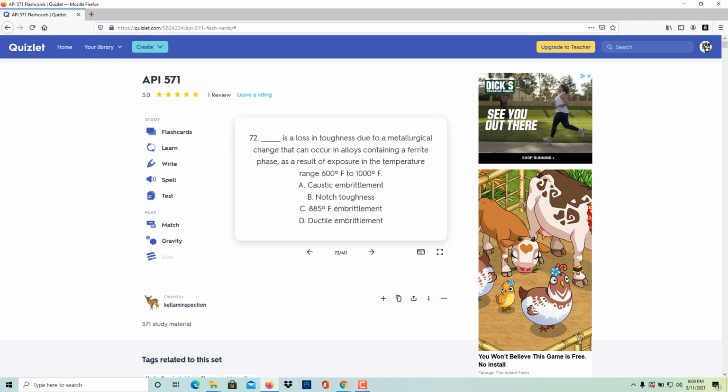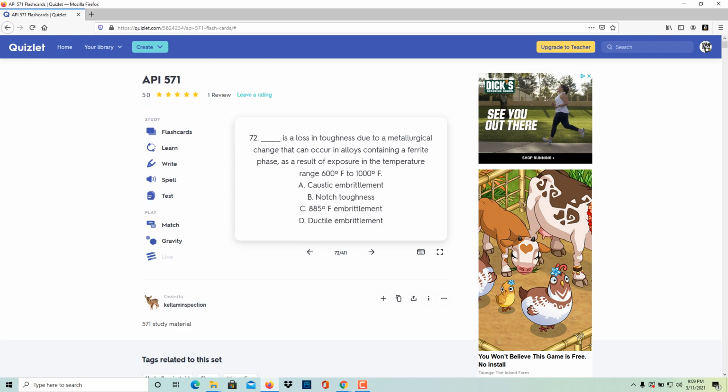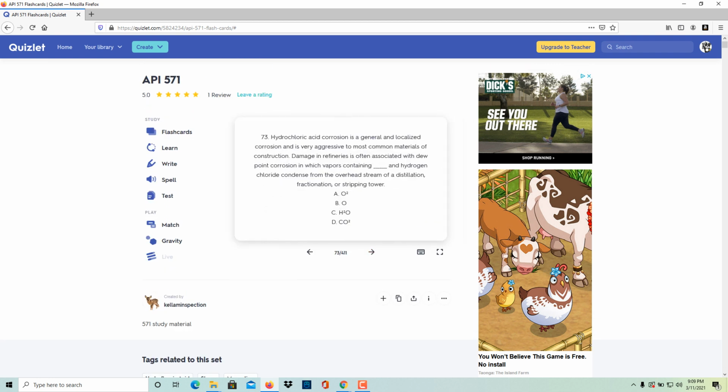Blank is a loss in toughness due to a metallurgical change that can occur in alloys containing a ferrite phase as a result of exposure to temperature range 600 to 1000. That sounds like 885 embrittlement. Because of the kind of temperature right there in the middle.